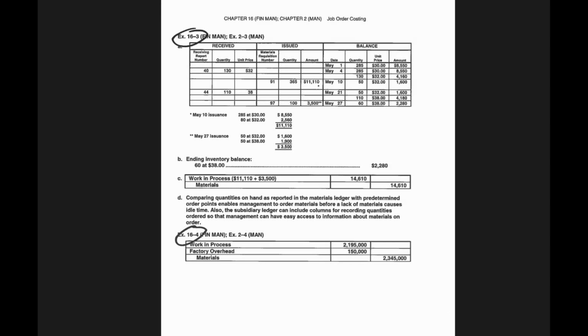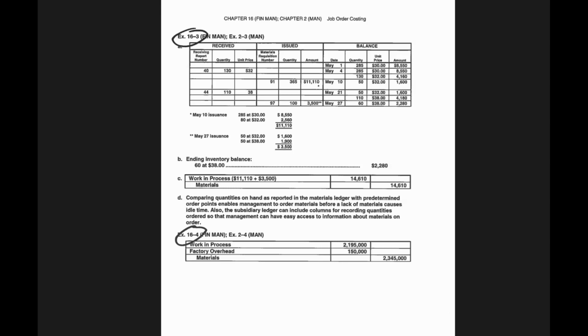Okay, we are ready to begin Chapter 16. And Chapter 16 is all about job order costing. So let's look at our very first exercise, number 3, and it talks about cost of materials issuance under the FIFO method. Complete the material issuances and balances for the material subsidiary ledger under FIFO. Determine the materials balance. Journalize them.